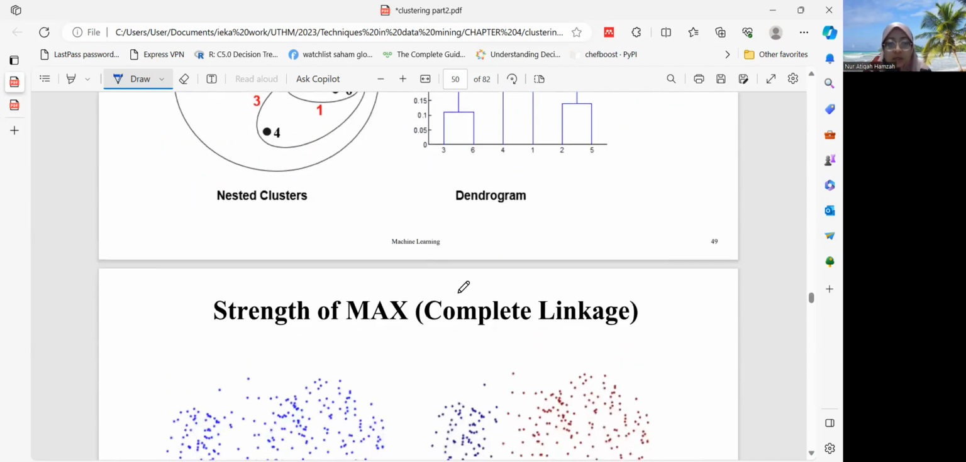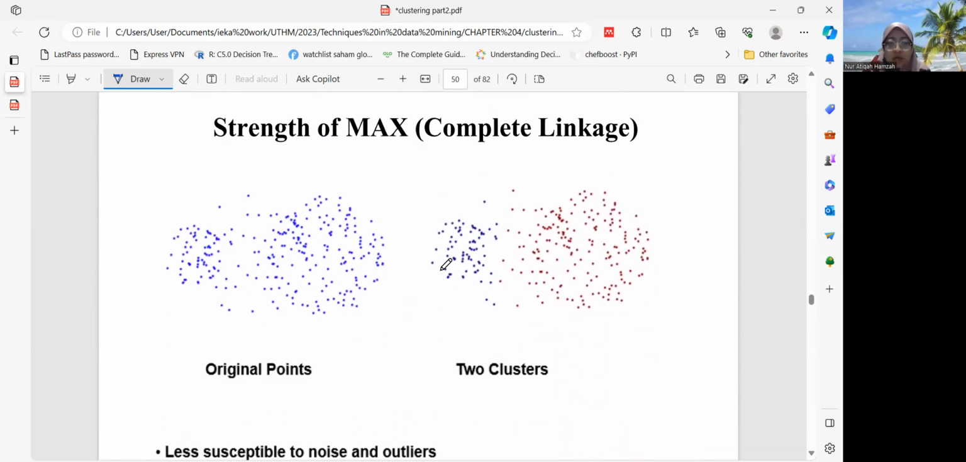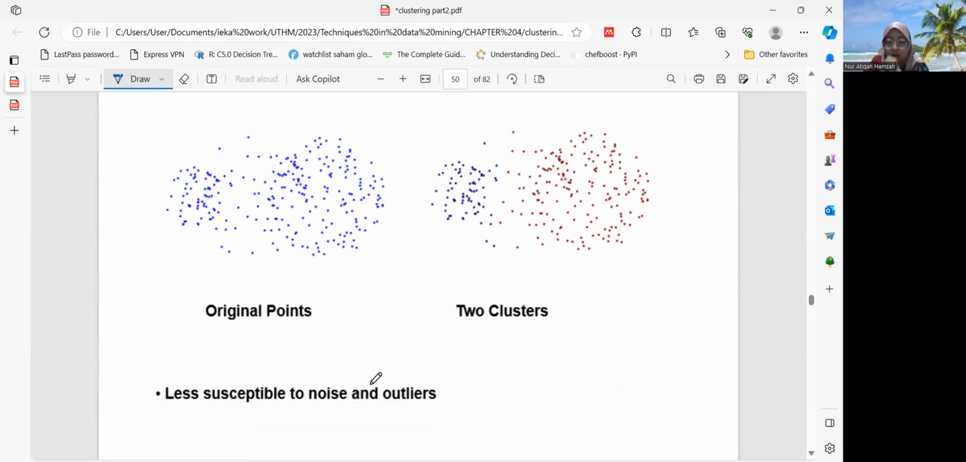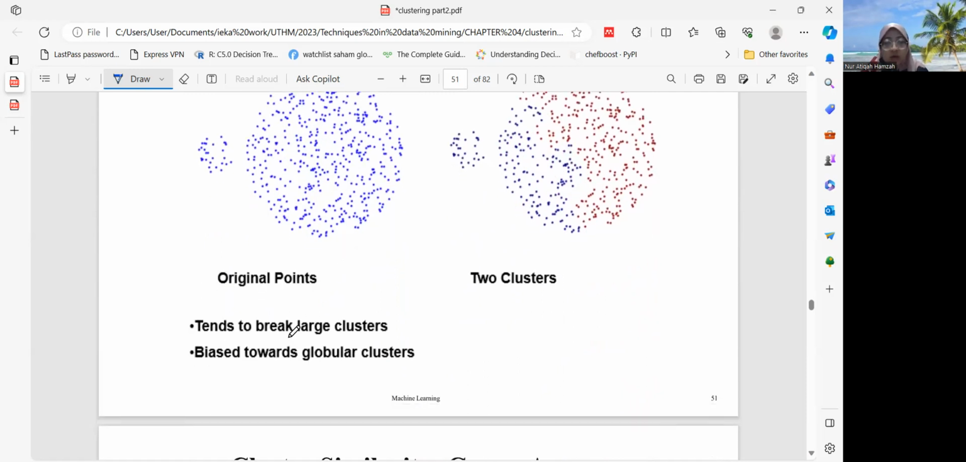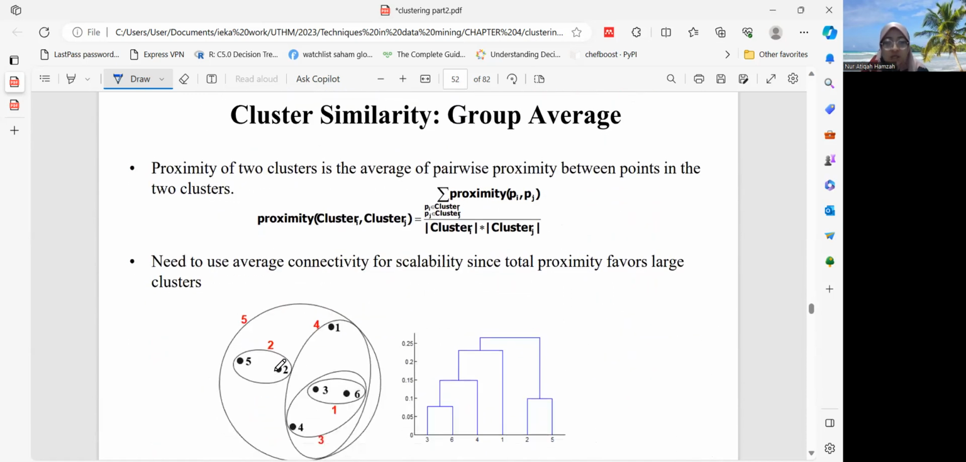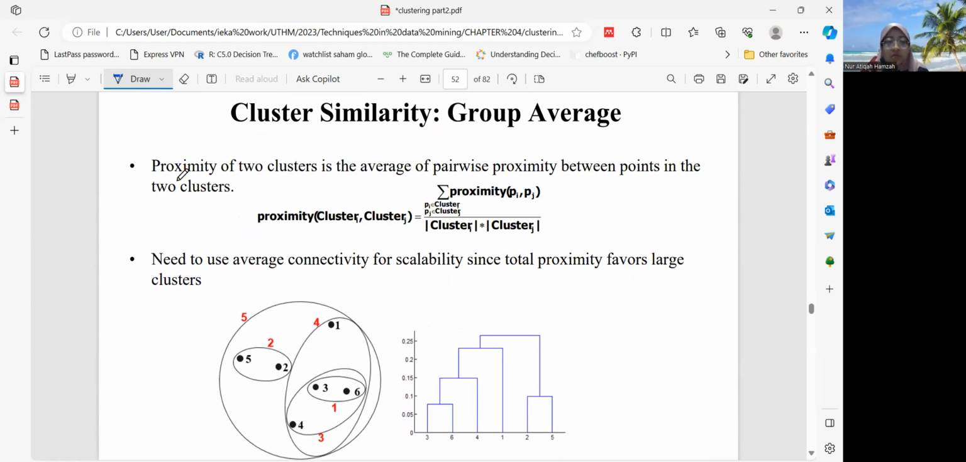And then when we used single linkage, it was sensitive to noise. But if we use max distance or complete linkage, it is less susceptible to noise and outliers. Why? Because we always look for the far distance to make them different clusters. The limitation of max linkage is that it tries to break large clusters. It is biased toward globular clusters. Next we have group average. The proximity of two clusters is the average of pairwise proximity between points in the two clusters, and we need to use average connectivity for scalability since total proximity favors large clusters.